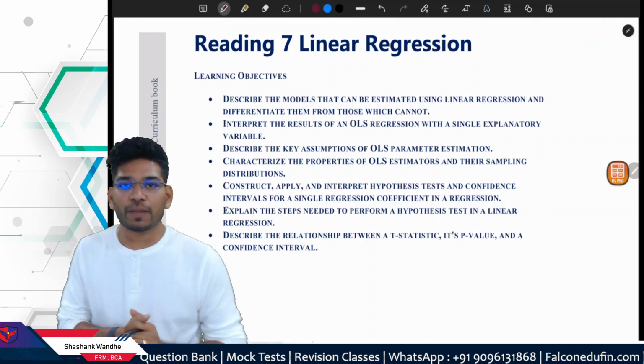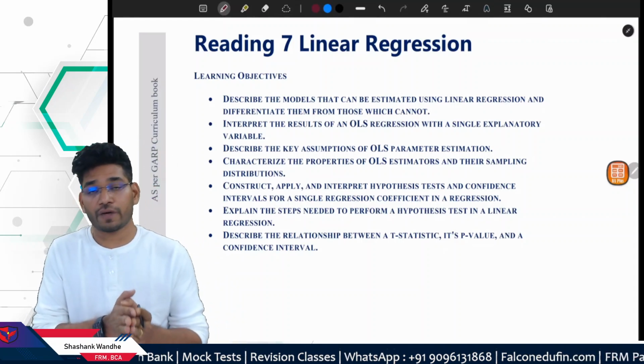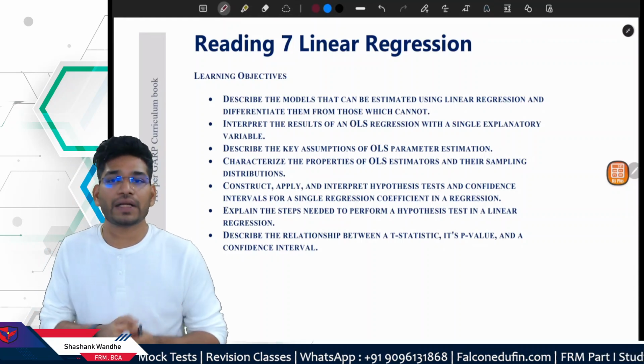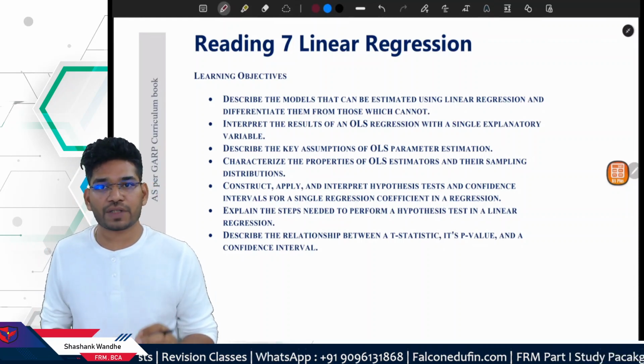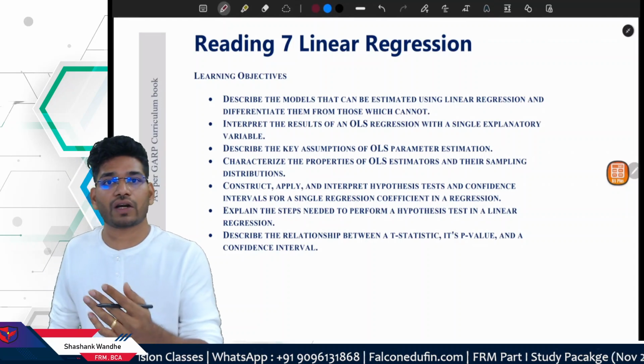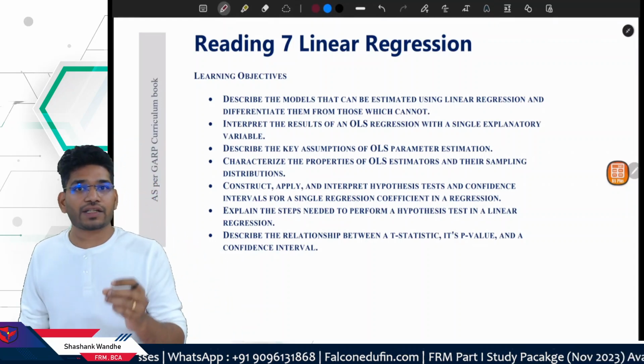Hi friends, welcome to a super fast revision session on linear regression, which is part of FRM Part 1's Quantitative Analysis. These three topics are very important from an exam standpoint because in recent examinations there were around 4 to 5 questions in the exam. So in this session we will cover three topics.